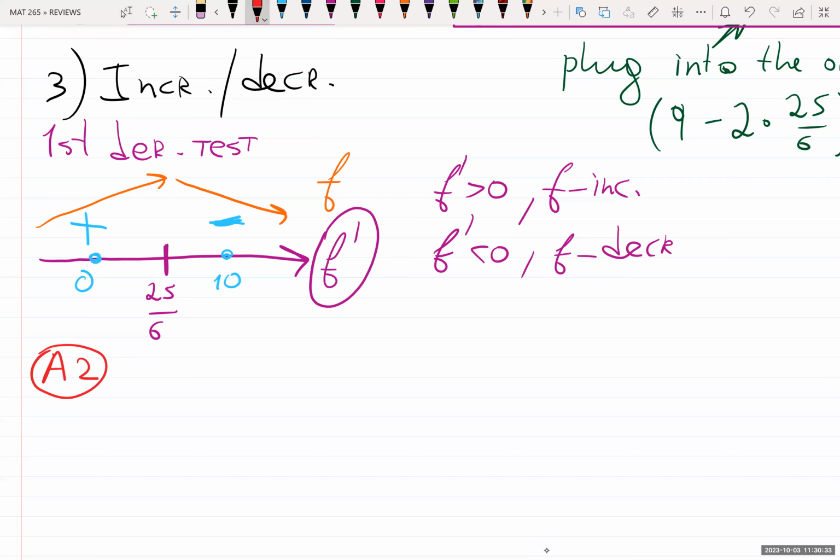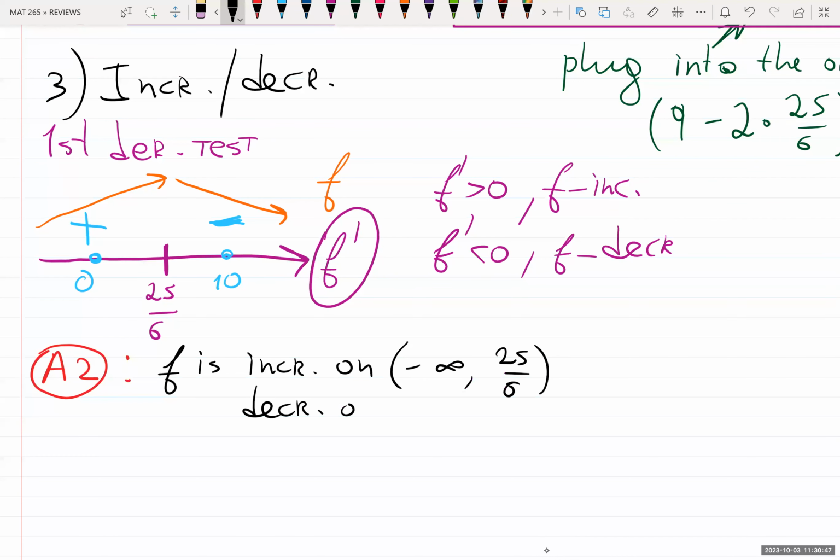So now, very visually, you can answer. I'll put it in red this time. Answer 2. f is increasing on minus infinity to 25/6, decreasing on 25/6 to infinity. And you don't include the point.